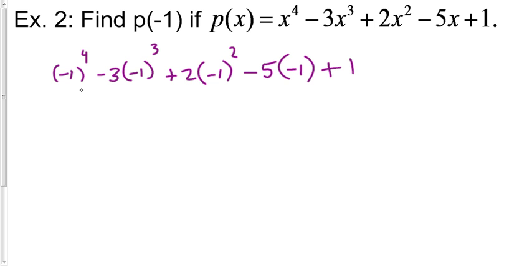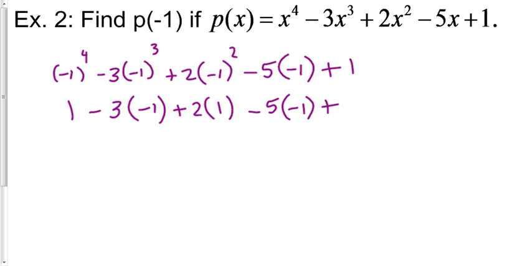Now, I know that if I take -1 to any even power, it becomes +1. And if I take -1 to an odd power, it'll stay as -1. So I'm just going to start by simplifying these powers. Okay, so powers are simplified. If it's an even power, I know it'll become a positive number. If it's an odd power, I know it'll stay negative.